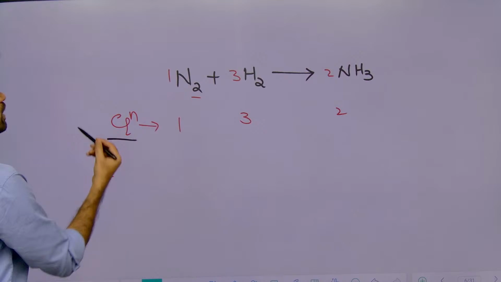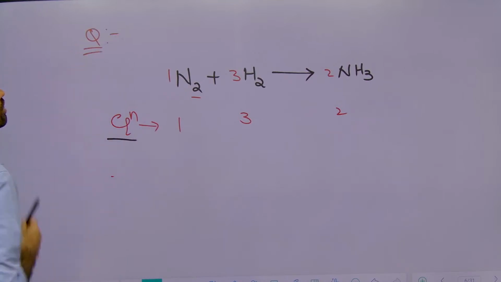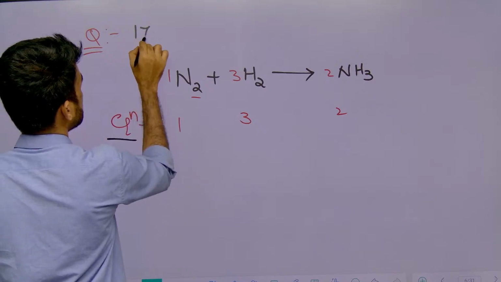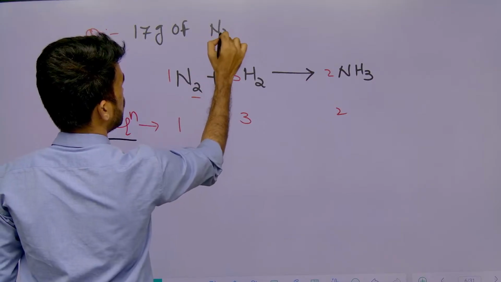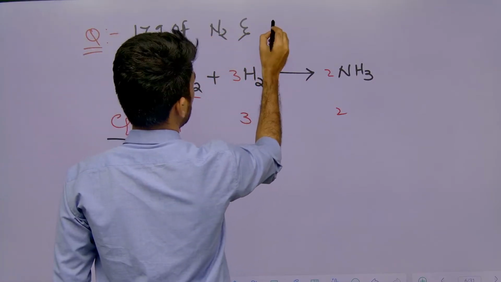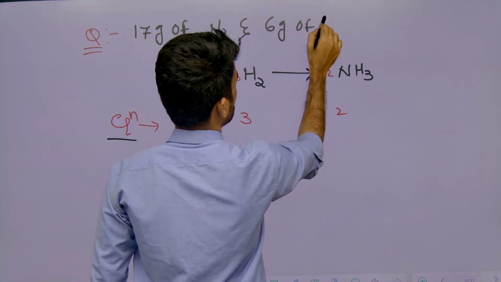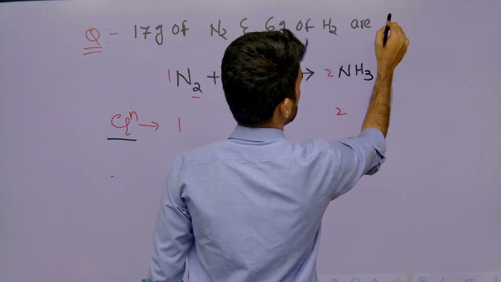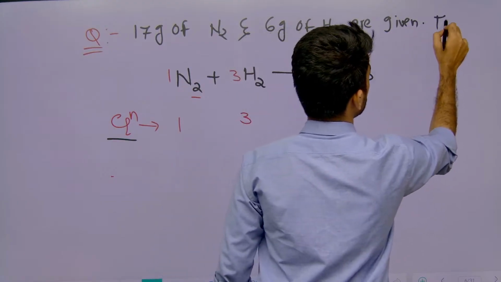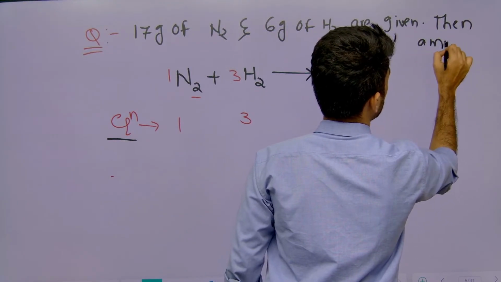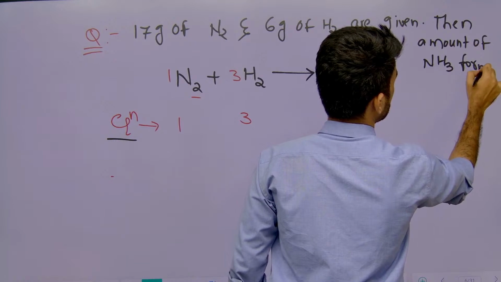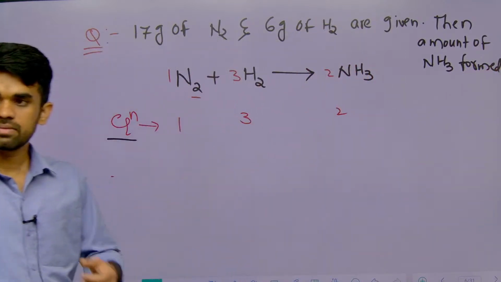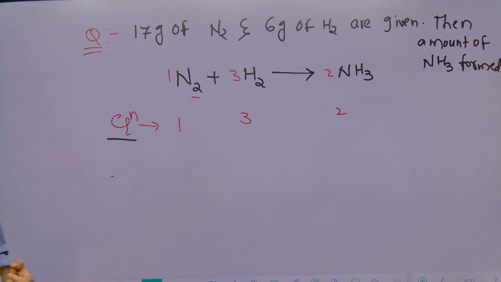Now let us make a question. 17 grams of N2 and 6 grams of H2 are given. Then find the amount of product formed, the amount of ammonia formed. Tell me, very simple. So how can you solve this?